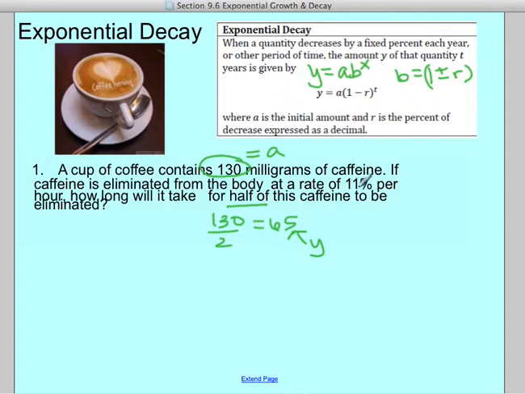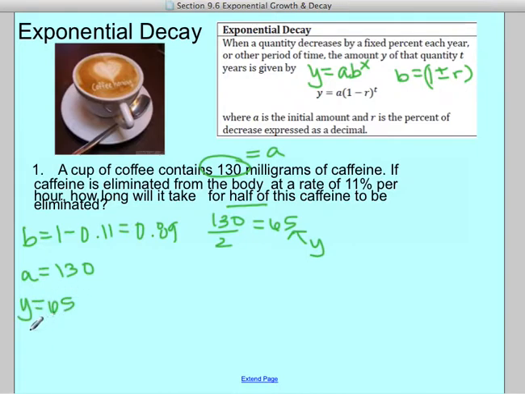And it's eliminated at 11% per hour. So my B will be 1 minus 11%, so 0.11, which is 0.89. We know what A is. Okay, A is 130. That's our starting amount. And we know what y is. We know what we want to know. We want to figure out, well, when is y equal to 65?